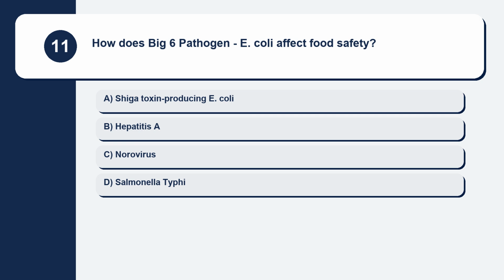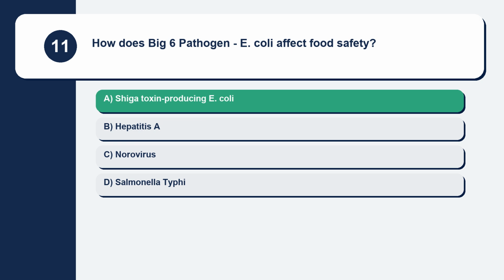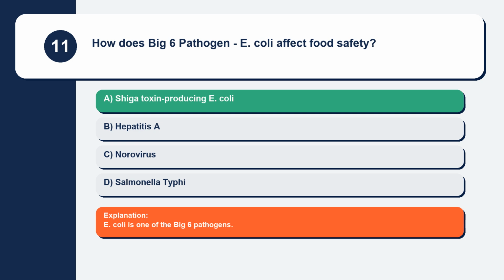Question 11. How does Big 6 pathogen E. coli affect food safety? Shiga toxin producing E. coli, hepatitis A, norovirus, Salmonella typhi. E. coli is one of the Big 6 pathogens.